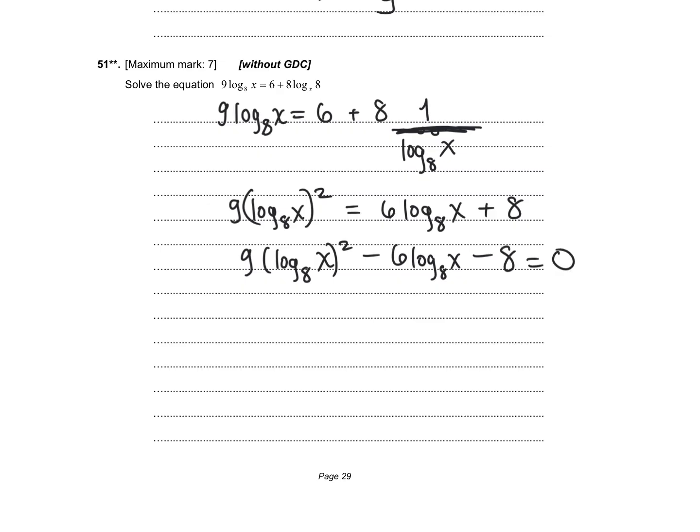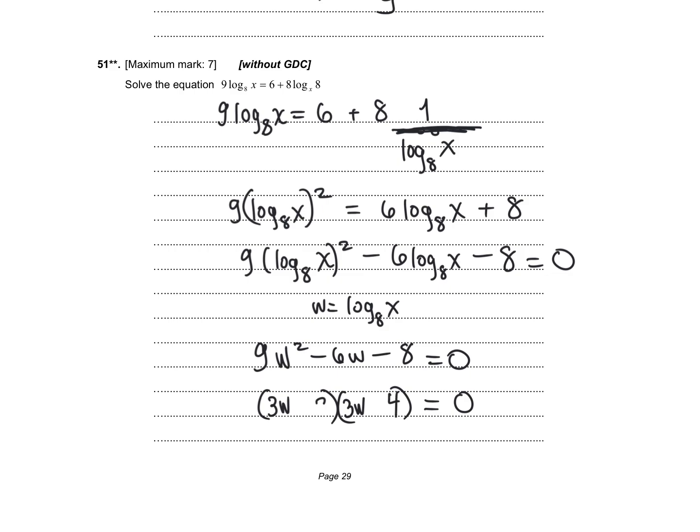And we make w log base 8 of x. So we're going to have 9w squared minus 6w minus 8 equals 0. And this has to factor. So it should be 3w and 3w, and then 4 and 2. And we need a negative 12 plus 6. So negative 12 plus 6 gives that. So we've got w is negative 2/3, or w is 4/3. And then remember, w is this.